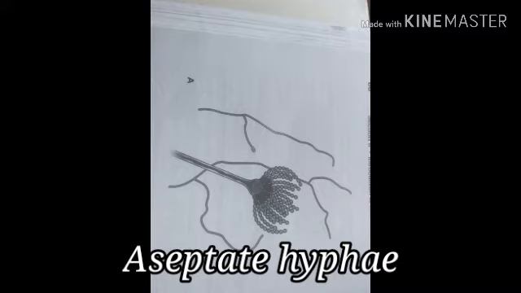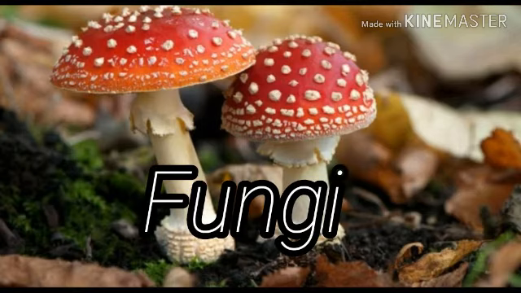So here are the five phyla of fungi. First is the Ascomycota, the sac fungi. The second is Basidiomycota, the club fungi. The third is Chytridiomycota, the water molds, so literally they live in the water. The fourth is the Deuteromycota, the imperfect fungi. Last is the Zygomycota, the mold in bread.